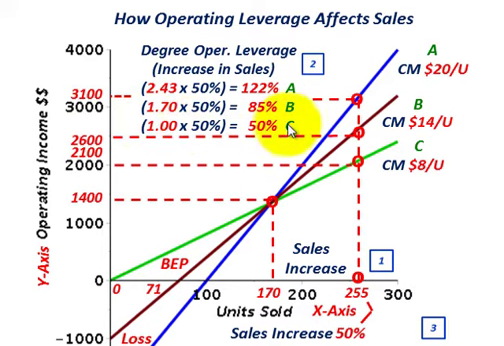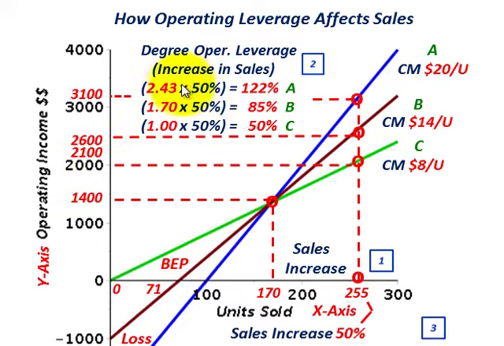And then for alternative C, the degree of operating leverage was 1.0. We didn't have any operating leverage at all due to the fact that we didn't have any of those fixed costs that we're covering. And we had less slope in our line. It just comes out to 1.0. Take that times our 50% sales increase, and all you're going to get is a 50% increase. So this is the case where we went from $1,400 up to $2,100.